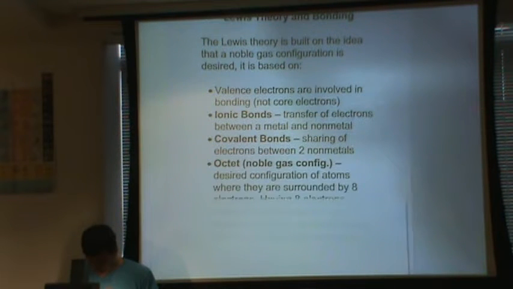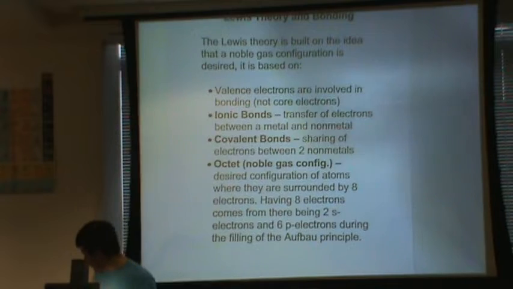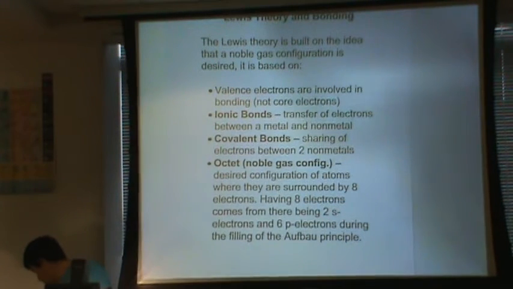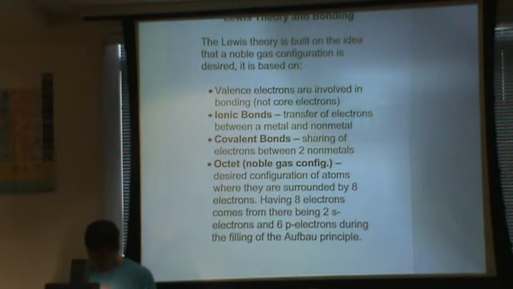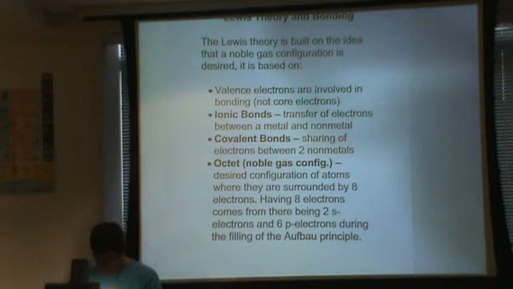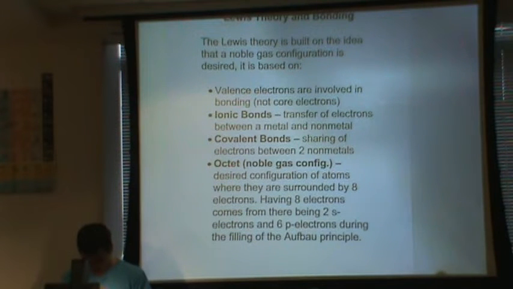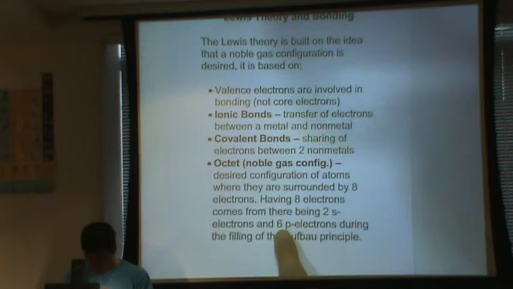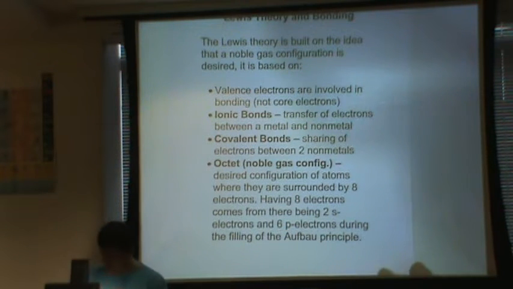etc. And finally, the meat of it is the octet rule, or the noble gas configuration, which says that the desired configuration of atoms is where they are surrounded by 8 electrons. Having 8 electrons comes from the fact that they will have 2 s electrons and 6 p electrons during the filling of the Aufbau principle.